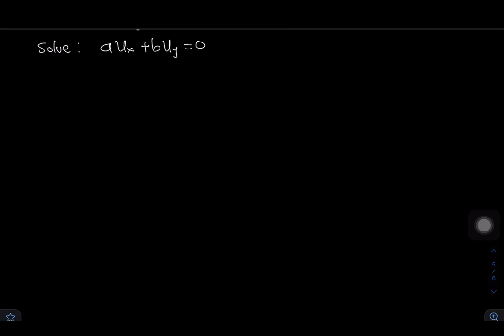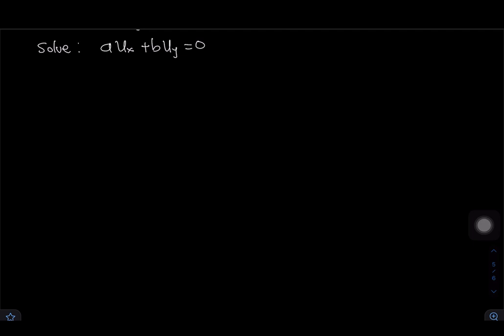Okay, so now in today's video we're going to try and solve this special type of first order partial differential equation. This is very useful because we will be using that idea to solve the transport equation. So let me not waste much time. I don't really want to be talking that much, so let's just get straight into it.